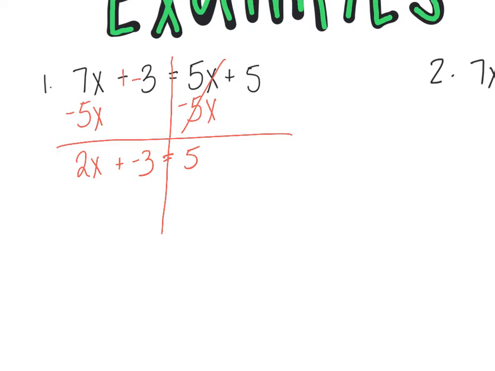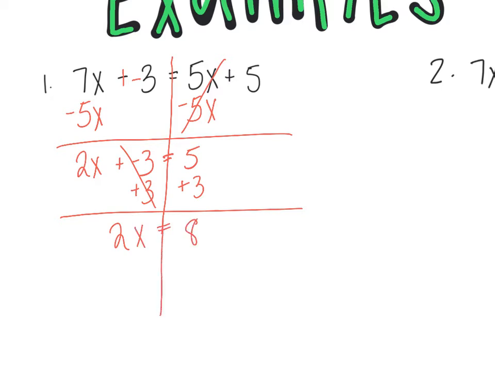From there, I'm going to move my number, my negative 3, to the other side, so I'm going to do plus 3. This cancels, I'm left with 2x equals 8. And then my last step here, to get x by itself, I divide by my coefficient of 2. And I get x equals 4.